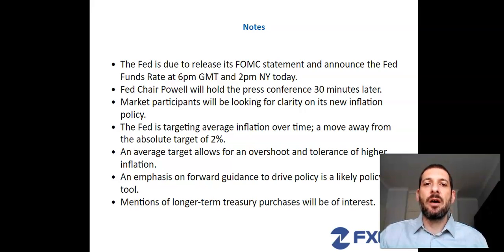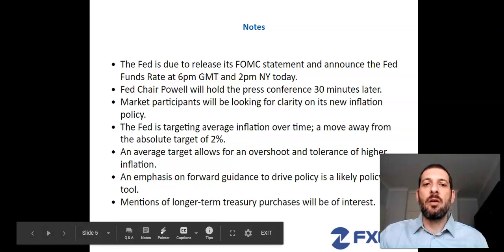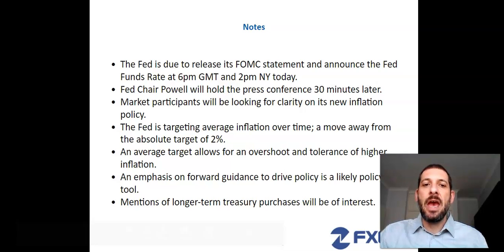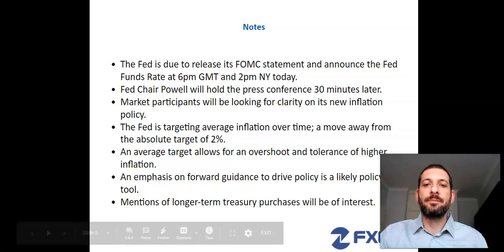Now, an average target does allow for an overshoot of inflation, and in fact, the Fed may tolerate higher inflation just so that it can reach its average. Now, an emphasis on forward guidance to draft policy is a likely policy tool the Fed is going to be using, and mentions of longer-term Treasury purchases will be of interest.